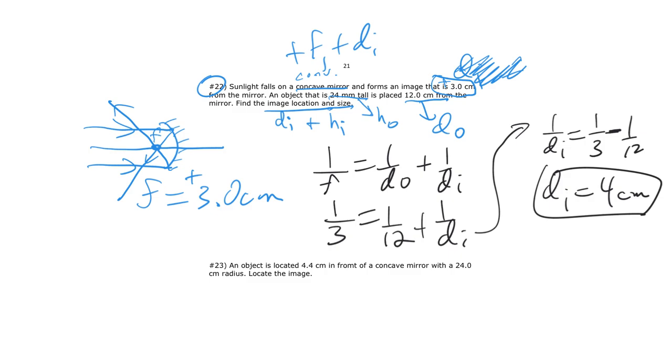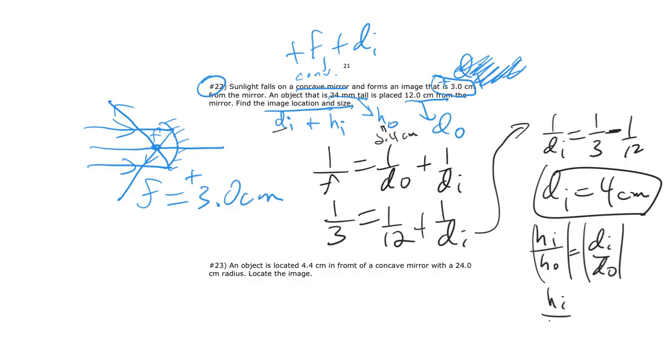Okay, now find the image size. I just found DI, so now I'm going to find HI. HI over HO equals DI over DO. The absolute value doesn't matter, negative or positive. Okay, HI over HO, 24. Ooh, they're trying to fool us. Have I used HO before? No. So 24 millimeters is equal to 2.4 centimeters.